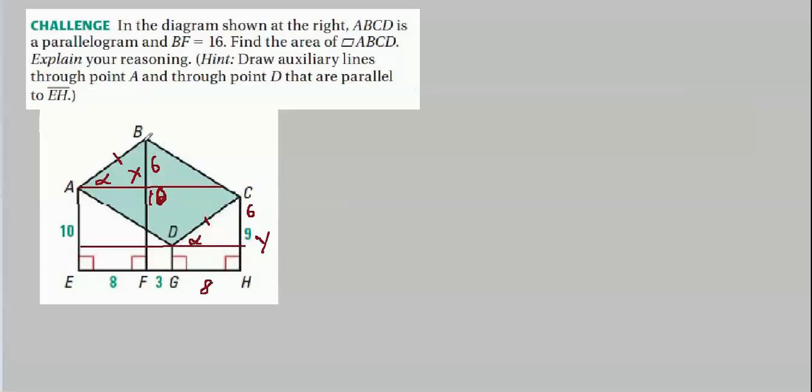Well, now we're getting some stuff to work with here. We figured out how long this is, and this one here must be 3, right? Because the whole thing is 9, so that's easy to fill in. And that means every single one of these must be 3. We have a line parallel to this line.